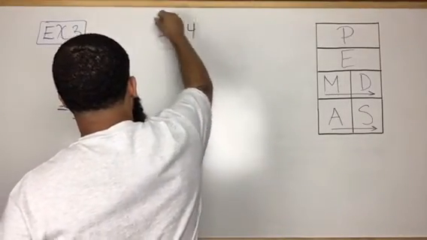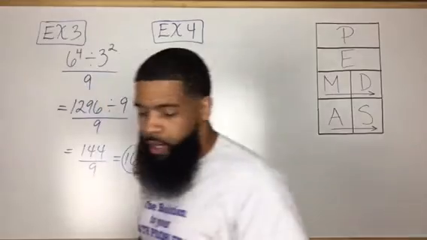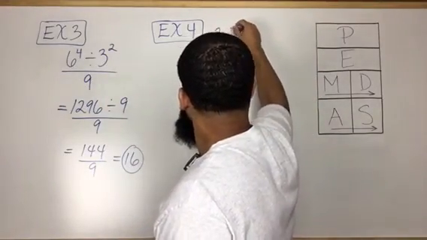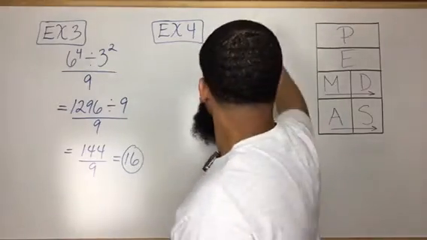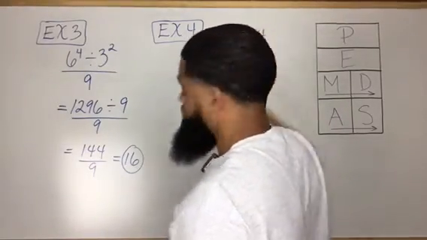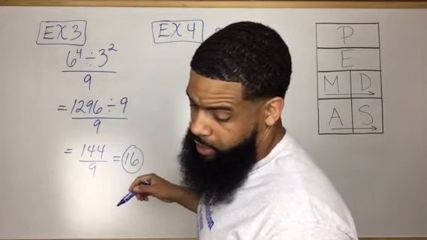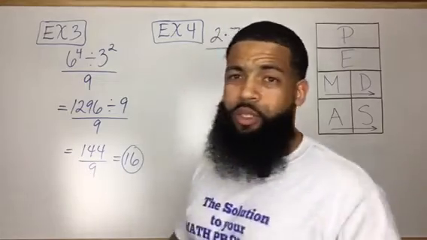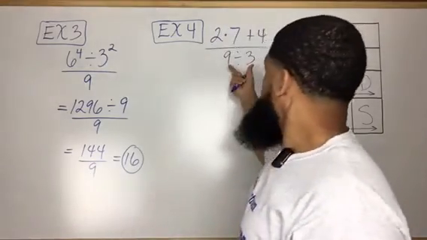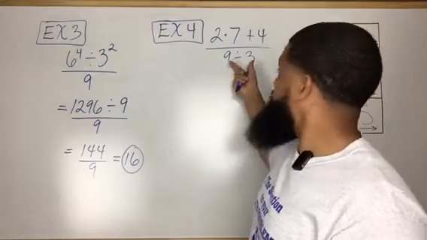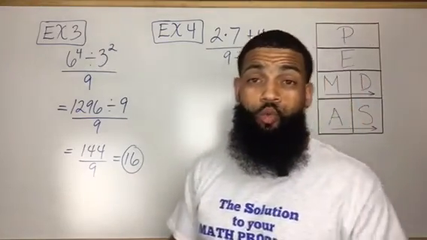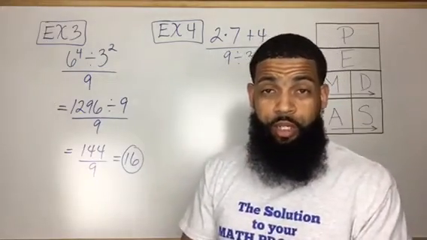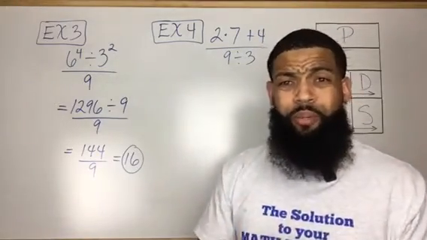Example 4. All right, this one is going to be totally different. So I have 2 times 7 plus 4 divided by 9 divided by 3. Not that difficult, but notice there is 9 divided by 3 in the denominator, and then there are 2 operations in the numerator. So we need to treat the numerator as if it has parentheses around it, and then the denominator as if it has parentheses around it. I'll show you what I mean by that.